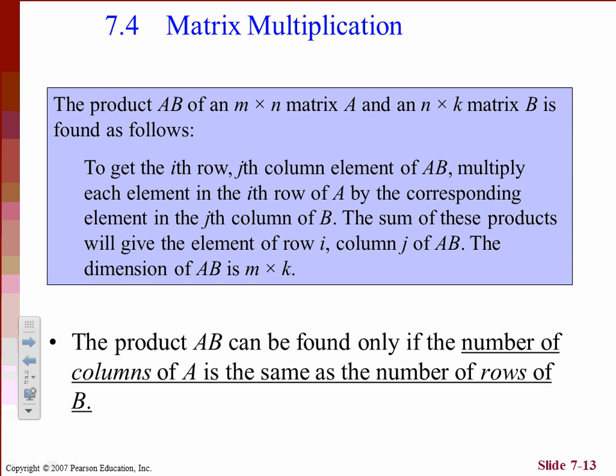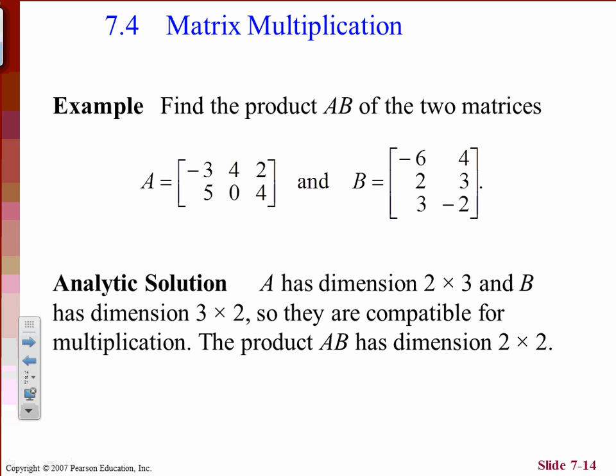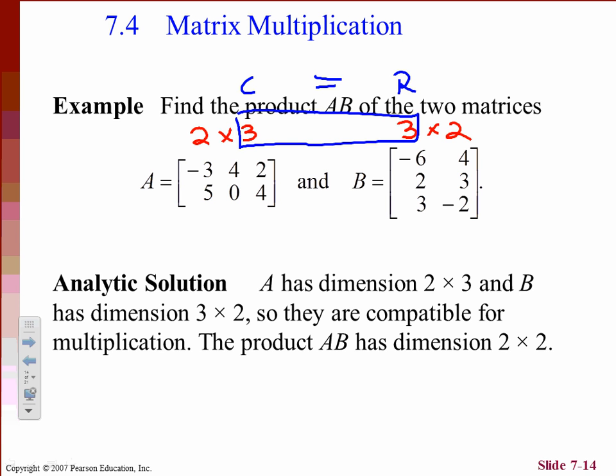But the main thing I want you to get on this slide is not the blue part, but whether the number of columns and the number of rows is the same. I'll show you what I mean by that. So the product AB of the two matrices: matrix A is a 2 by 3 matrix, right? 2 rows, 3 columns. And B is a 3 by 2 matrix. It has 3 rows and 2 columns. You can only multiply matrices together if these two numbers, this column number and this row number, are equal. So the columns have to equal the rows.